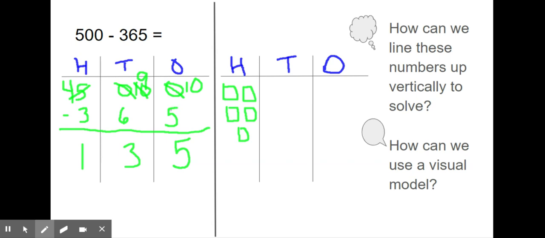Okay, now let me work on my visual model. So I have to take away 5 ones. I don't have 5 ones yet, right? I have to unbundle 100. So I'm going to, oops, let me not cross it out, right? Let me circle it.